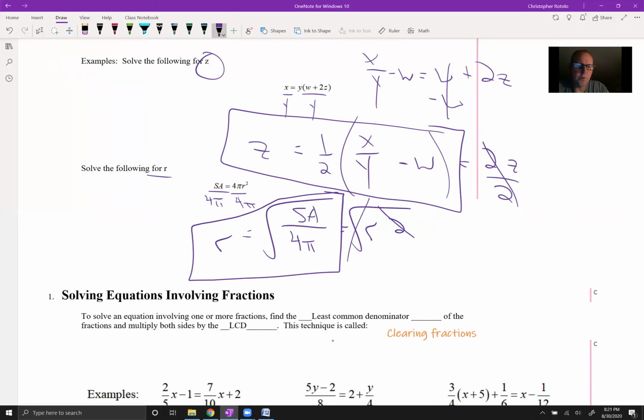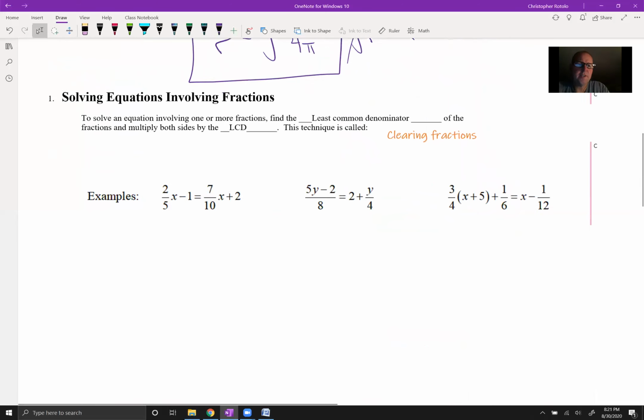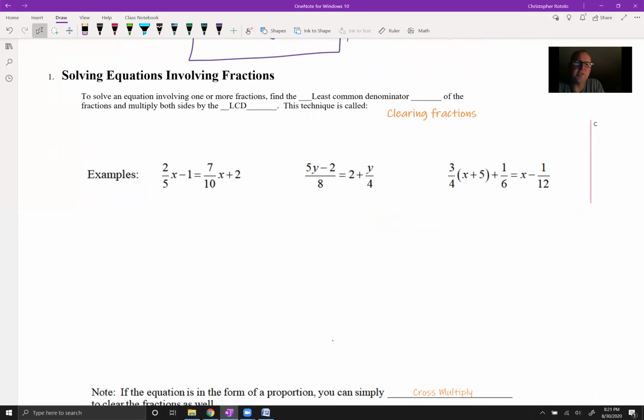Remember, that's literal equations. The next item we have is solving some equations involving fractions. So what we're going to do is look for that least common denominator, right? You're thinking the least common multiple of the denominators. So we call it an LCD instead of an LCM. And this is called clearing those fractions. So when I look here and I see 5 and 10, right, I want to multiply the whole thing by 10. So what happens is 10 divided by 5 gives me 2.